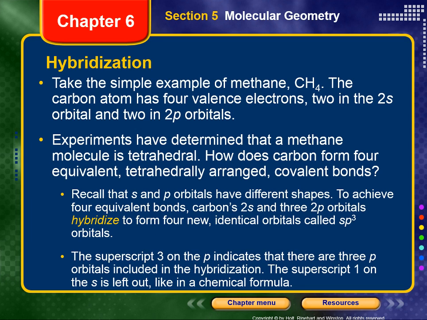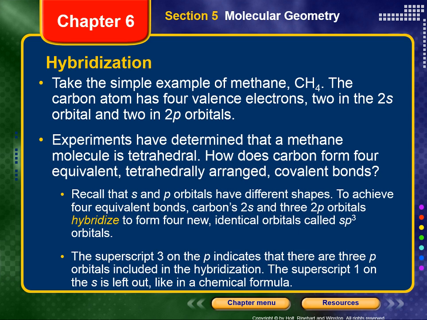Methane, CH4, provides a good example of how hybridization is used to explain the geometry of molecular orbitals. The orbital notation for a carbon atom shows that it has 4 valence electrons, 2 in its 2s orbital and 2 in its 2p orbitals. We know from experiments that a methane molecule has tetrahedral geometry. How does carbon form 4 equivalent tetrahedrally arranged covalent bonds by orbital overlap with 4 other atoms?